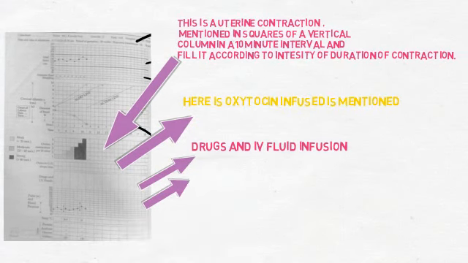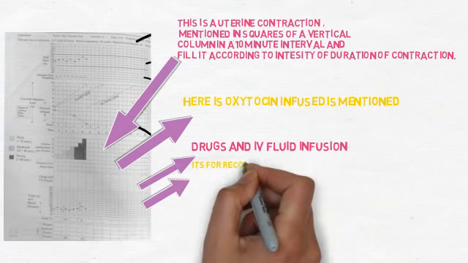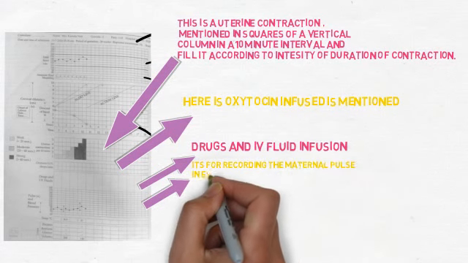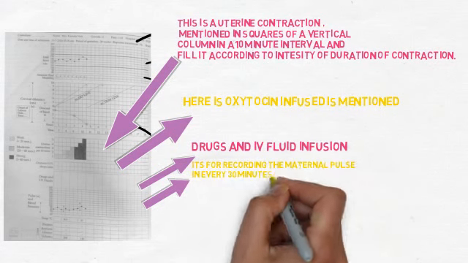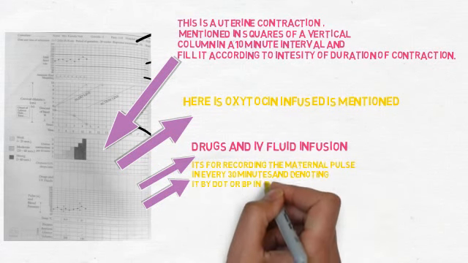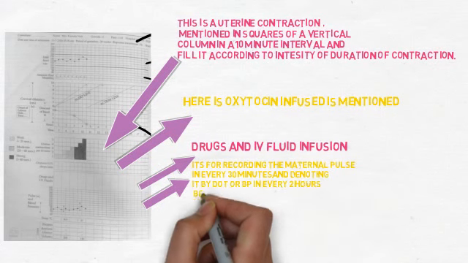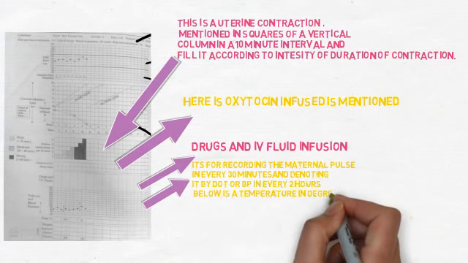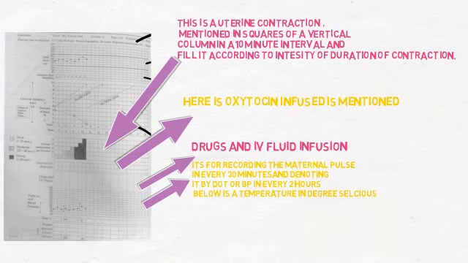The next section mentions the area for recording maternal pulse rate every 30 minutes, denoting it by dots, and it also charts the blood pressure of the mother every 2 hours. It's mentioned with arrows, and below that we mention the temperature in degrees Celsius as well. So that's what happens in the second last section of this partograph.